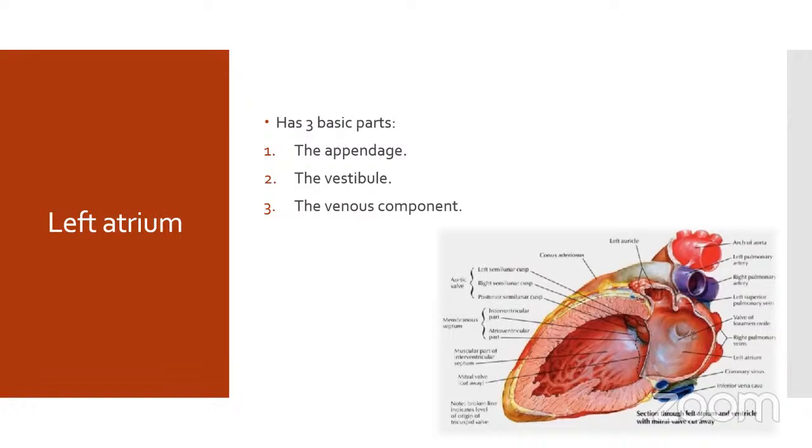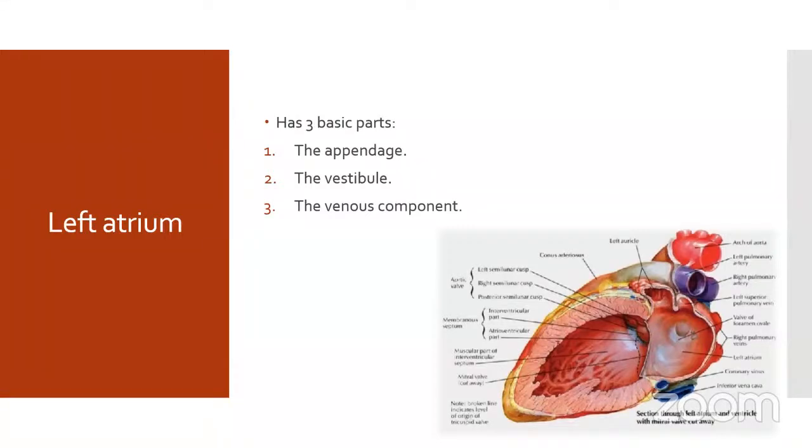There is an important difference between the relationship of the appendage and the vestibule between the left and the right atrium. In the right atrium, as I said, the pectinate muscle within the atrial appendage extends all around. In contrast, in the left atrium, the pectinate muscles are located almost exclusively within the appendage. So the left atrium possesses a large, smooth wall body, which represents the larger part of the left atrial components.